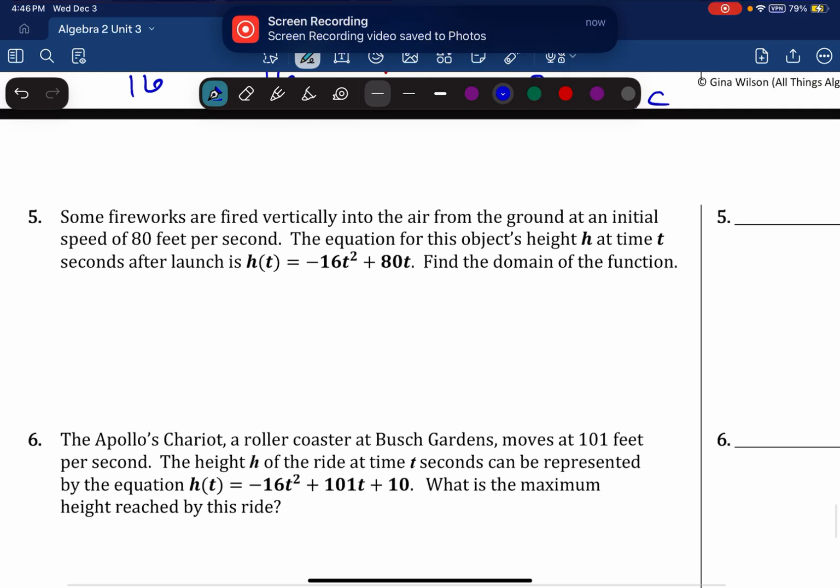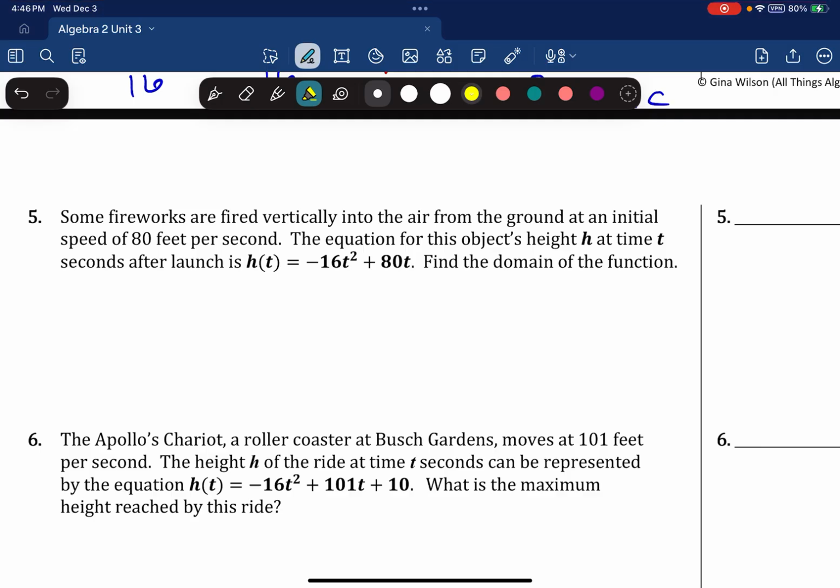Some fireworks are fired into the air from the ground at an initial speed of 80 feet per second. H is height and T is time, and they give us an equation. We've got to find the domain of the function. So we want to know the T values from left to right. So what does that mean? We're going to make H 0 so we can solve this. And we want those two answers.